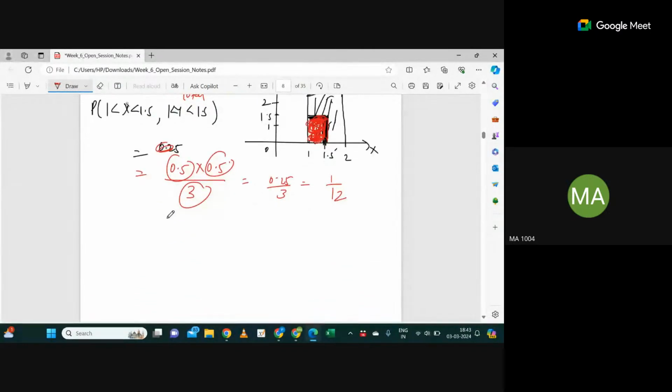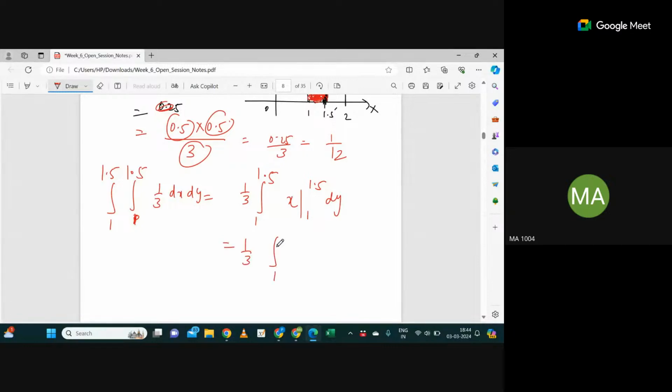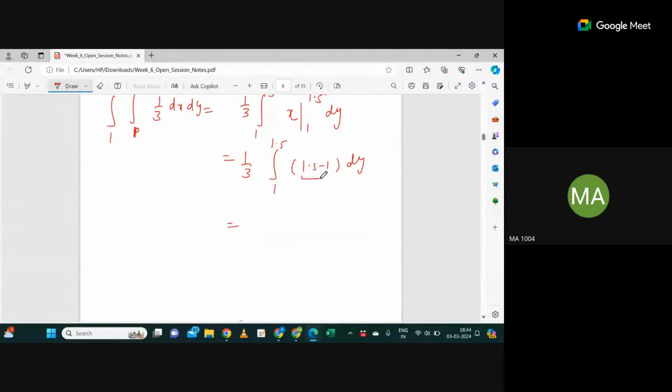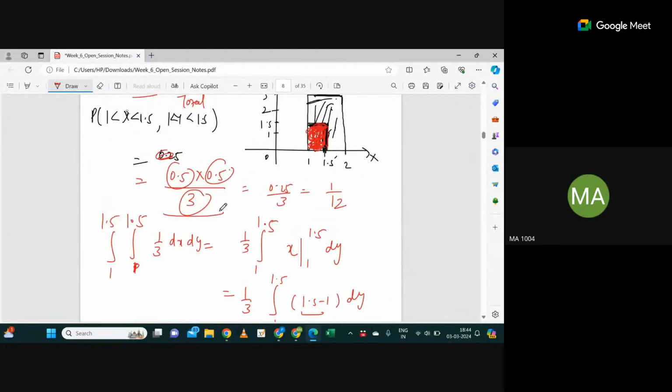You can also solve it if you integrate from 1 to 1.5, 1 to 1.5, of 1 by 3 dx dy, right? So we'll get 1 by 3, let's take it outside, 1 to 1.5, so it will be x from 1 to 1.5 dy. It will be 1 by 3, 1 to 1.5, 1.5 minus 1 dy, which is 0.5. So it will be 0.5 by 3, then integrate 1 to 1.5 of 1 dy. Again, if you solve it, I will get 0.5 into 0.5 divided by 3. You can see this is the same. So you can go with either way.